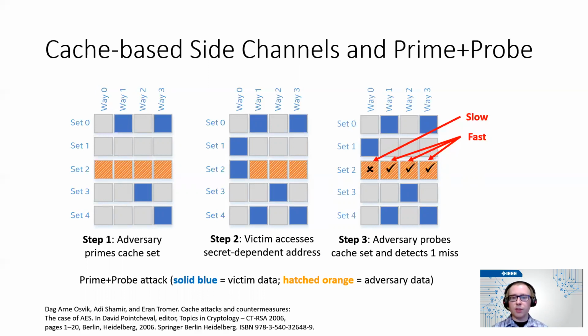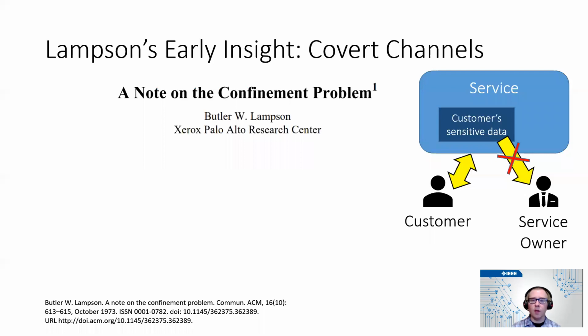But although these researchers were the first to demonstrate these novel side channel attacks in the 1990s, early and mid 2000s, another use of these channels had actually been discovered more than 2 decades prior. So in 1973, Butler W Lampson published this really terrific paper.